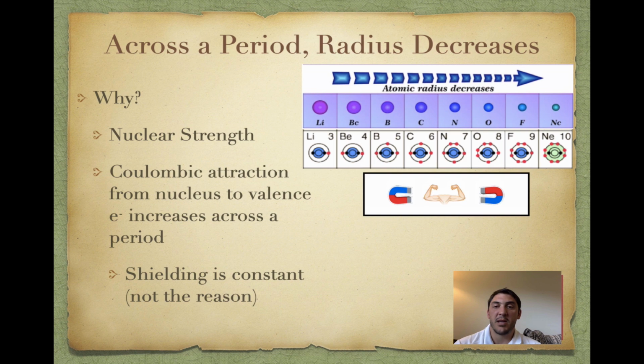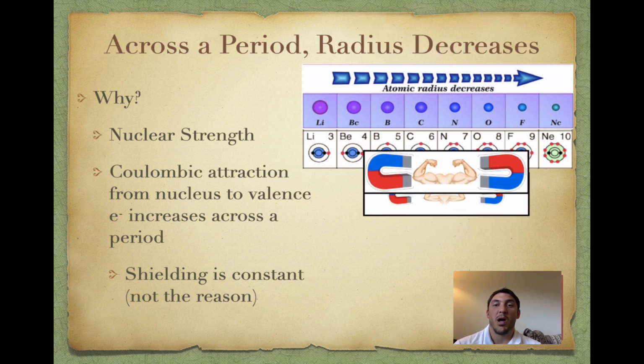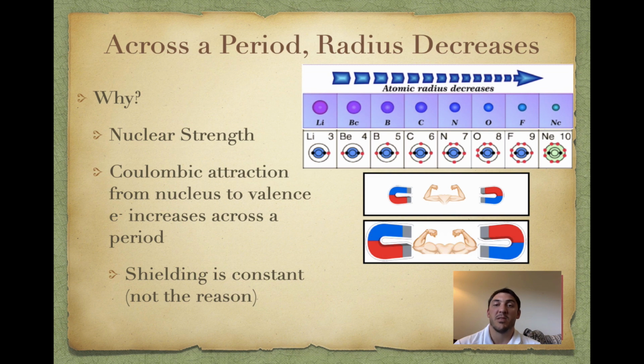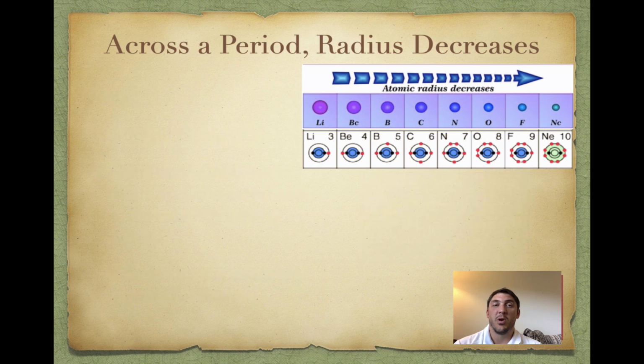So if I have two magnets that are relatively close to each other, I get a force of attraction between them. Now what happens if I keep the same distance but I double the size of both magnets? The force of attraction is even greater. That's similar to what we're dealing with here.